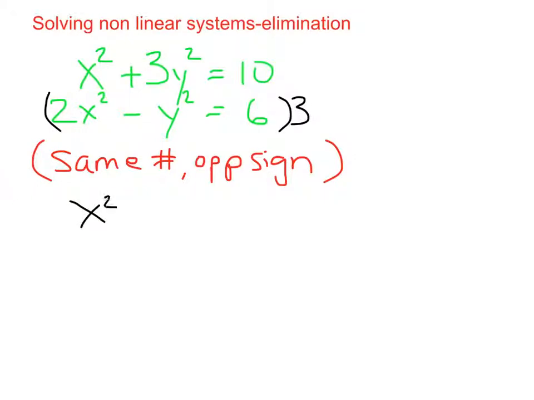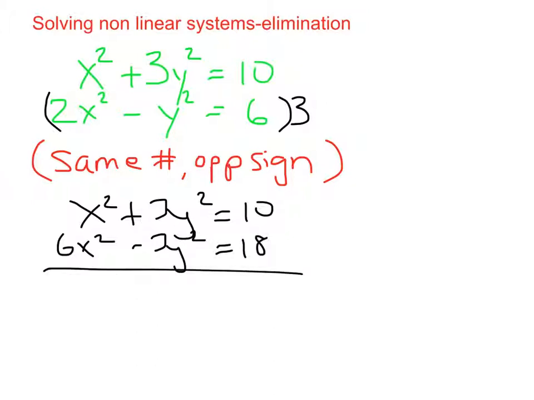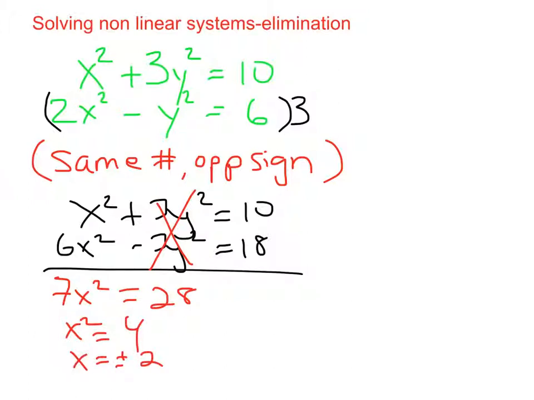So my first equation is not going to change. My second equation becomes 6x squared minus 3y squared equals 18. Now when I add them straight down, I end up with 7x squared. These guys go away, because that becomes 0y squared, equals 28. So x squared equals 4, so x equals positive or negative 2. Remember, I'm taking the square root of both sides, so make sure you get that positive and negative, okay?